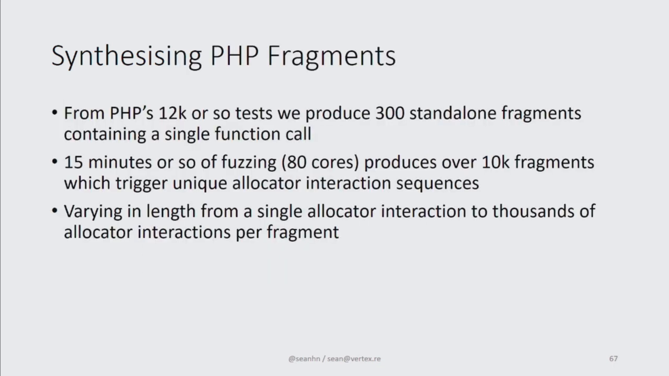So PHP comes with about 12,000 tests. From those 12,000 tests, we can get, say, 300 standalone fragments, which are like these individual function calls. And then fuzzing those for 15, 20 minutes, you end up with tens of thousands of different allocator interactions that you can trigger. So the output of this is effectively that we now know how to interact with PHP's allocator using its API. That's what we wanted.